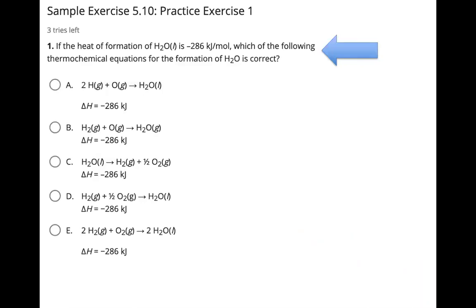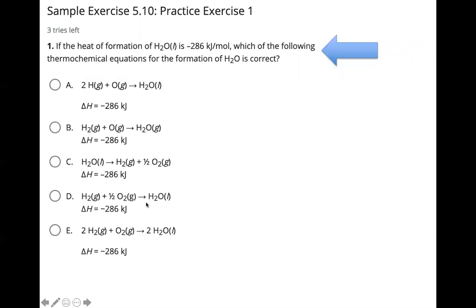So we practice this a couple different ways. And I was pointing out here that these questions can be asked a couple different ways as well. This one says, if the heat of formation has this particular value, which of these would be the thermochemical equation for it? It's really just asking which of these is correctly listing the standard enthalpy of formation for the reaction leading to H2O liquid.